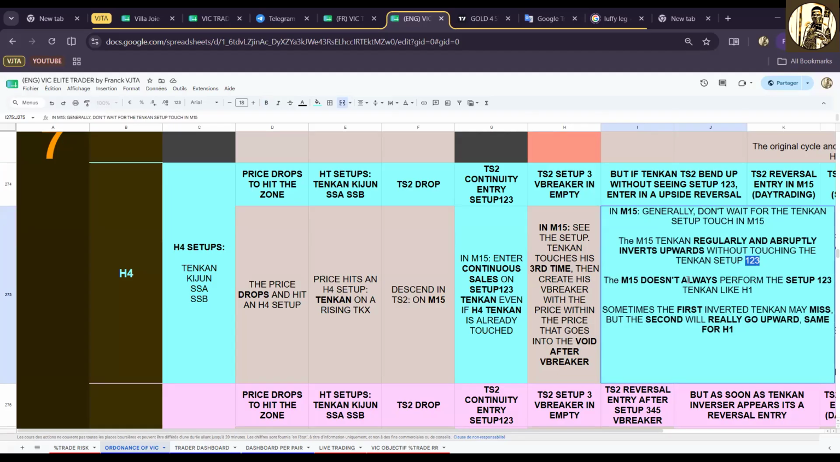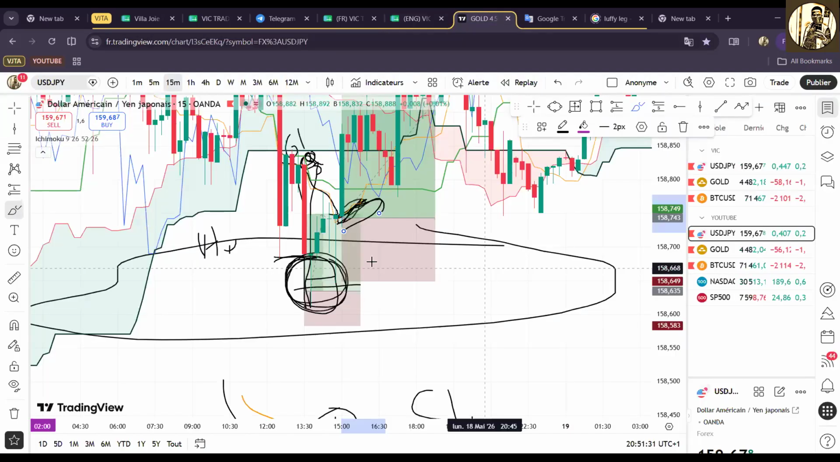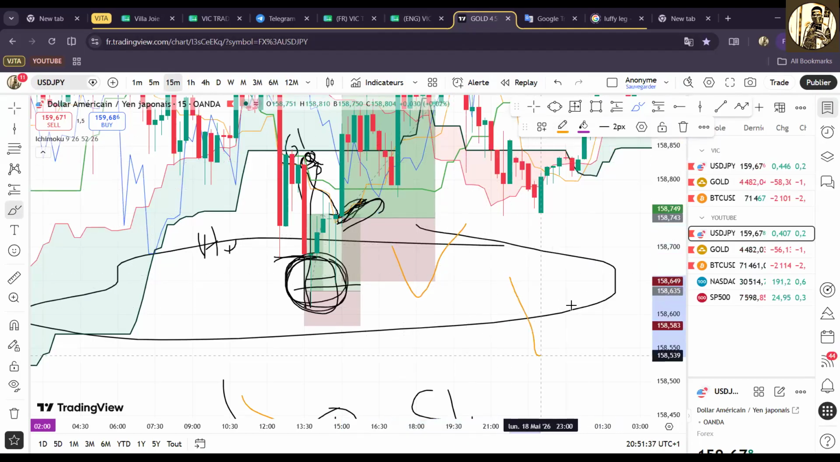So the Tenkan doesn't always make you see the first touch, the second touch to the downside. Sometimes it gives you only the first touch and then it goes to the upside. And you need to be aware that this first Tenkan setup to the upside could have failed and the price could have kept going down. And then the first Tenkan inverted to the upside would have been the good one.